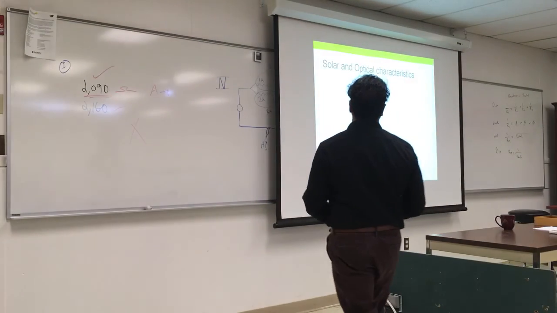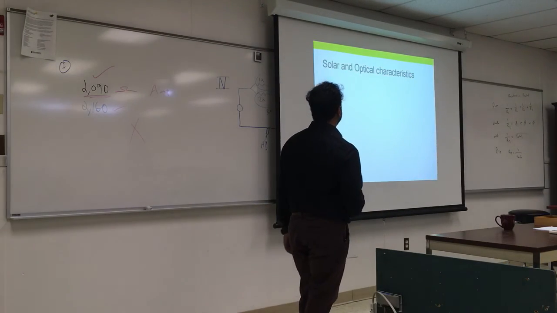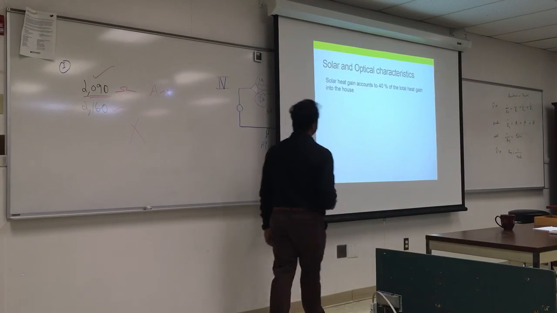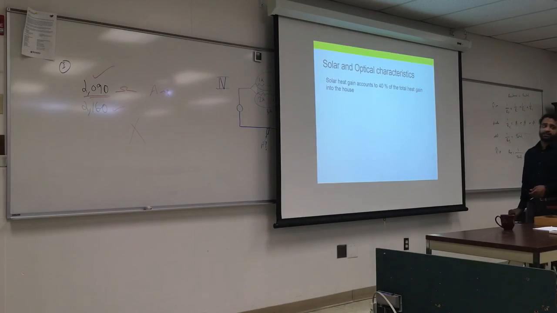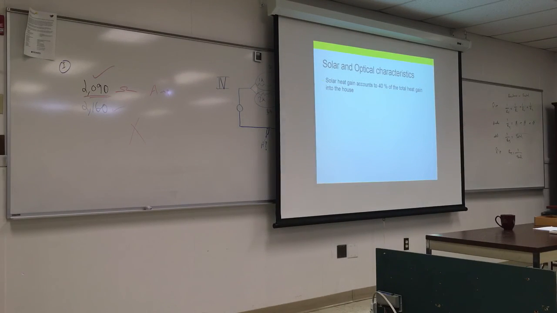Solar optical characteristics. Solar heat gain accounts for 40% of the total heat gain in the house. And if you live in a house with a lot of windows, probably you'll understand how much heat goes through the windows and how hot it can be.